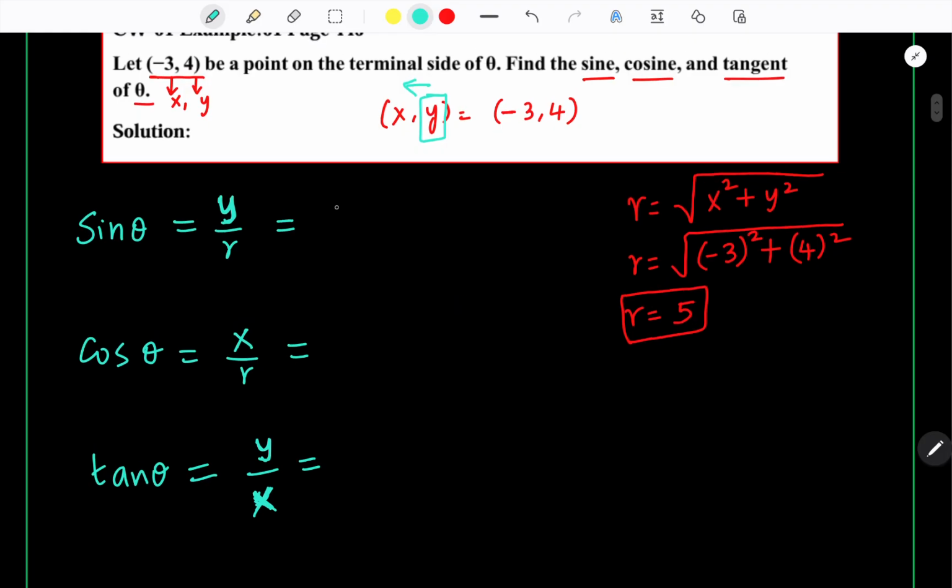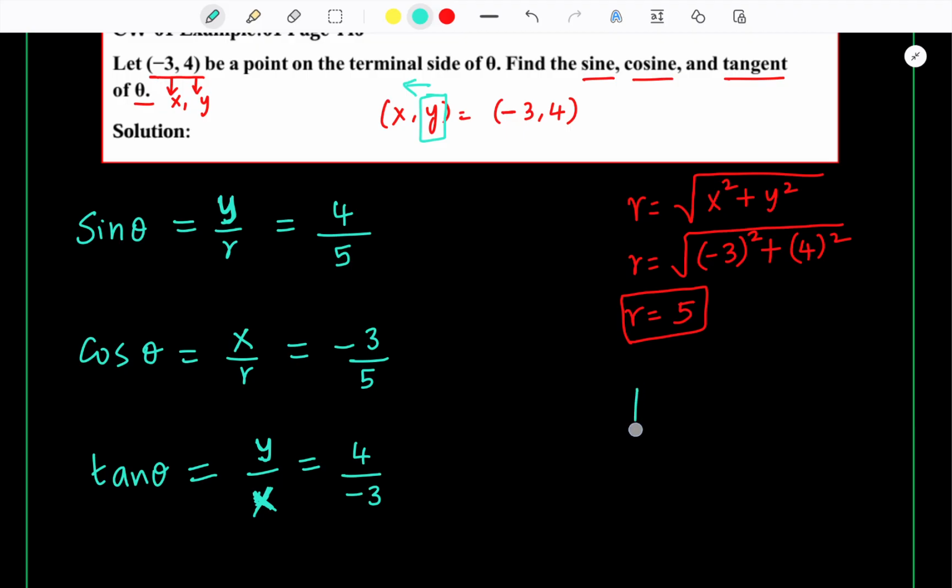What is your y? Here it is 4, divided by r, which is 5. And what is your x for cosine theta? It is minus 3, divided by 5. And tan theta is 4 divided by minus 3. This is your tan theta. Very simple, you see.